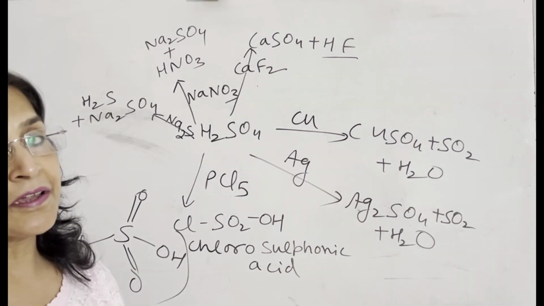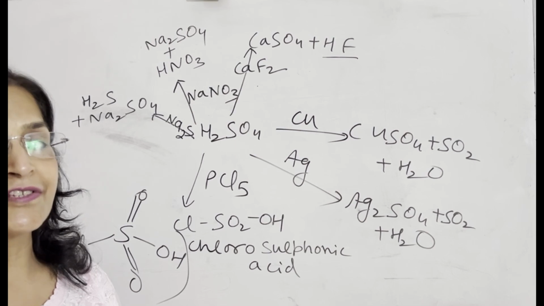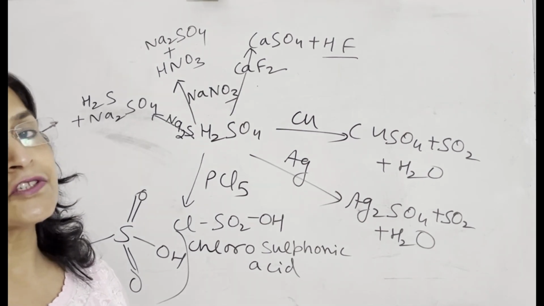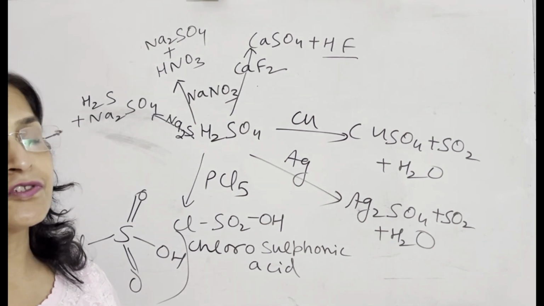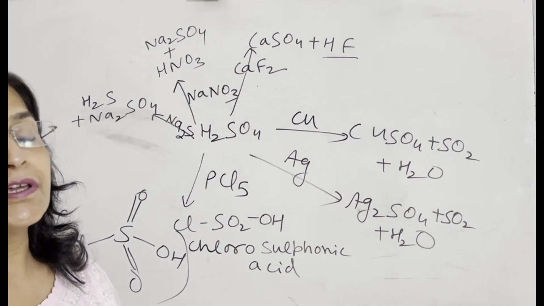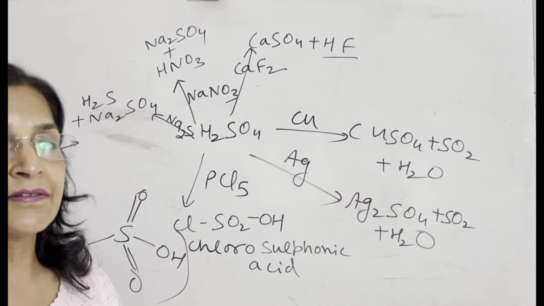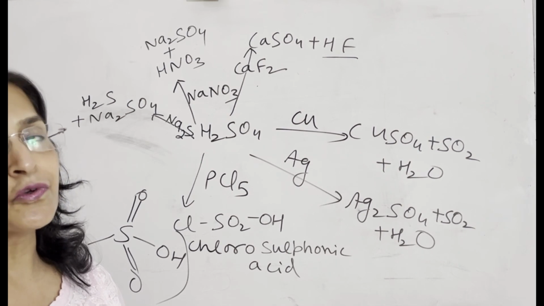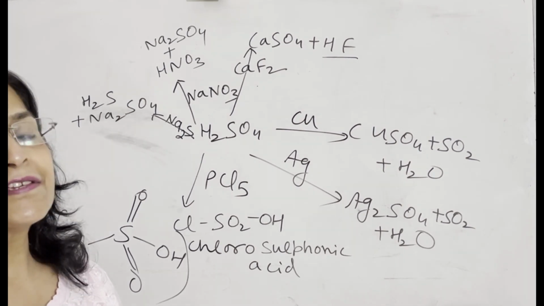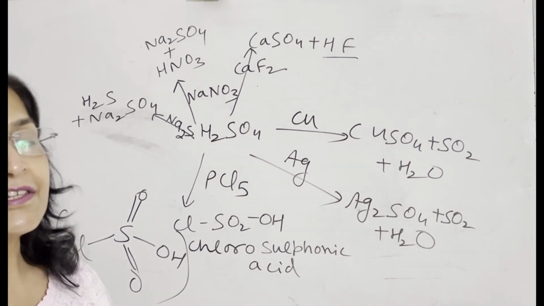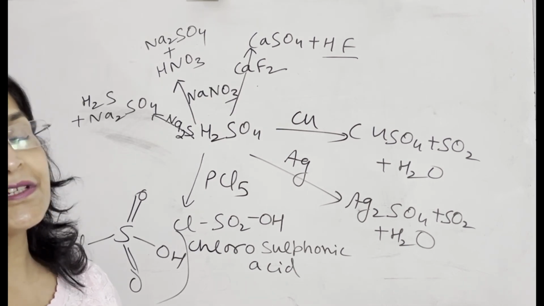Sulfuric acid is called the king of chemicals. It is used in the manufacture of fertilizers. It is used in the manufacture of explosives. It is used in the manufacture of a number of compounds like hydrochloric acid, nitric acid, phosphoric acid. Metals are cleaned with sulfuric acid to remove any oxide layer. Sulfuric acid is used in lead storage batteries. It is used as a dehydrating agent and it is used in laboratories.